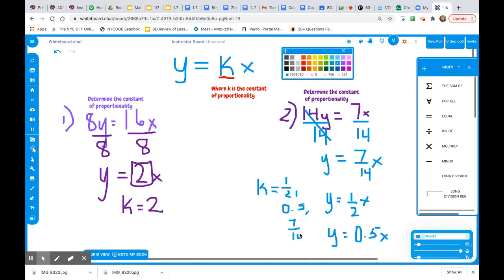Okay, but notice now, it's not 14y equals 7x, it's just y by itself. So when you're determining the constant of proportionality given just an equation, you have to make sure that y is by itself first. Then the number that's next to the x, that will be your constant of proportionality, okay?